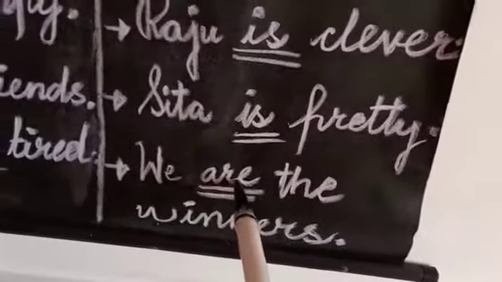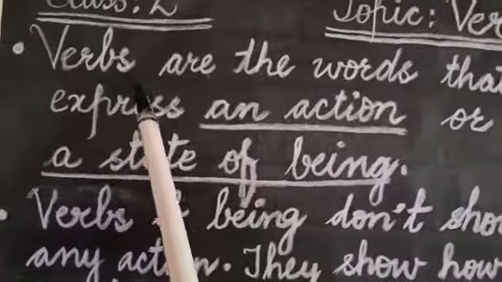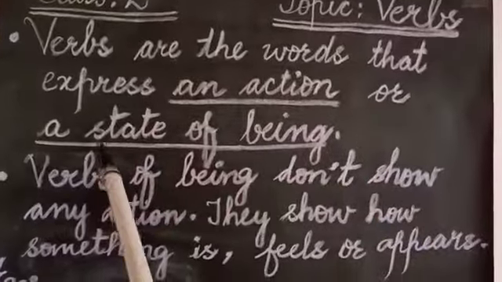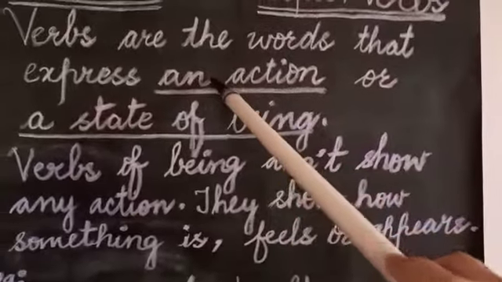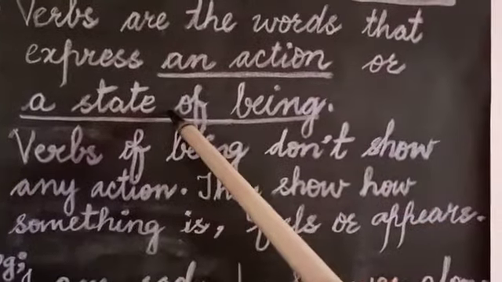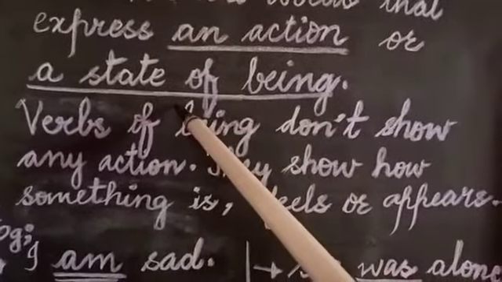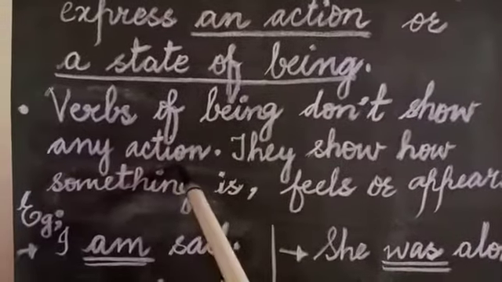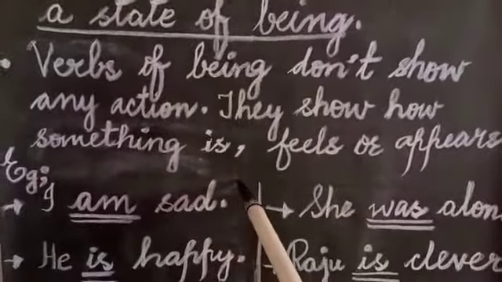So, my dear students, today you learned that verbs are the words that express an action or a state of being. It means verbs can show us some physical action also, but it is possible that there won't be any physical action, but still there will be a verb in a sentence, and that verb will be called a verb of being. These verbs of being don't show any physical actions. They show how something is, how something feels, or how something appears.